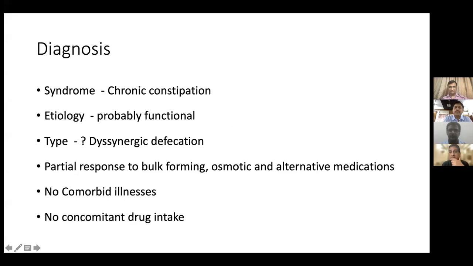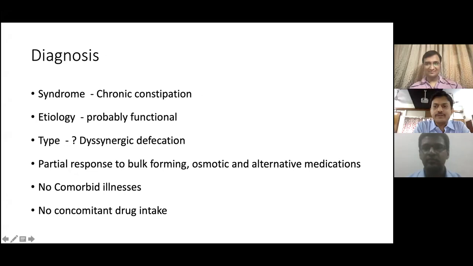Okay. There's another question also, John, which is very important, again, which you presented, because in your history, you were saying the patient had a partial response. So the question is, how do you assess response to laxatives? Is there any definition to do that?